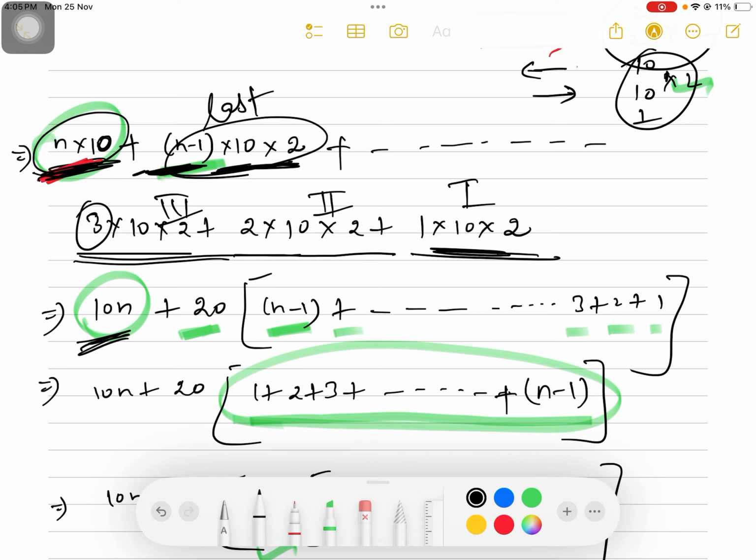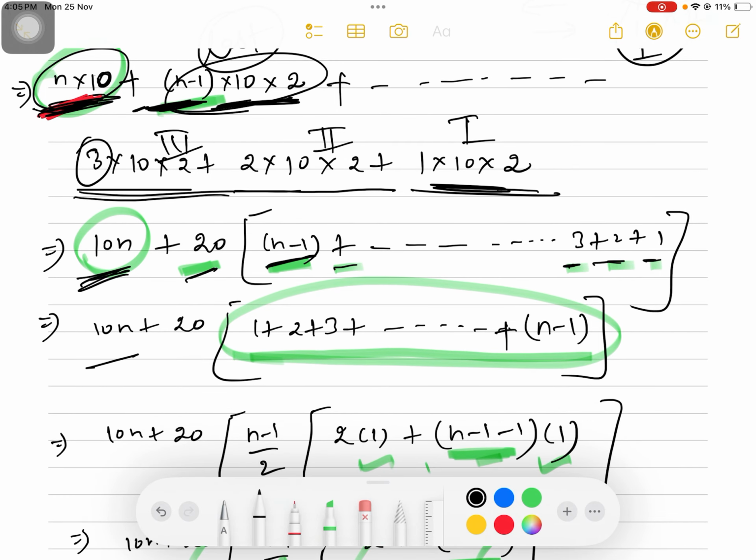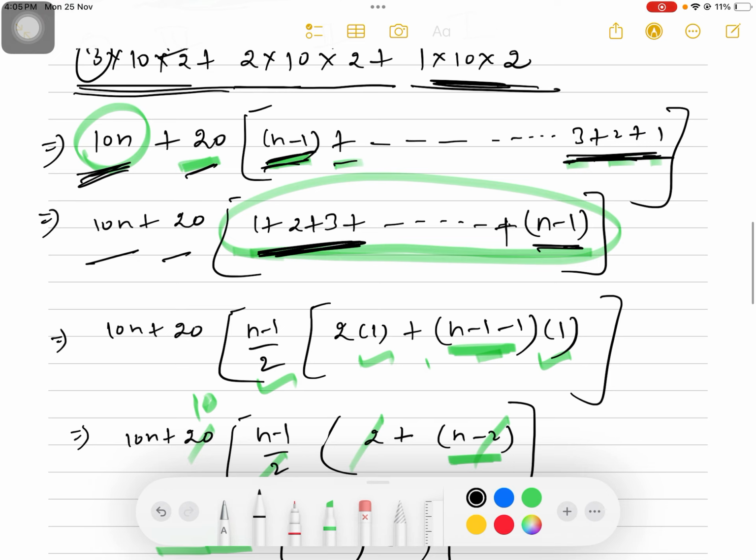Okay, so from this now I have taken 20 common from the first, second, third, fourth, and till this is my last term. I took 20 common. So what is left? n minus 1 plus 3, 2, and 1 will be left in the bracket. Okay, now 10n plus 20. So I flipped the series, like 1 plus 2 plus 3 I kept in the starting, and this n minus 1 I kept in the last. That will not matter. Okay, so 10n plus 20.